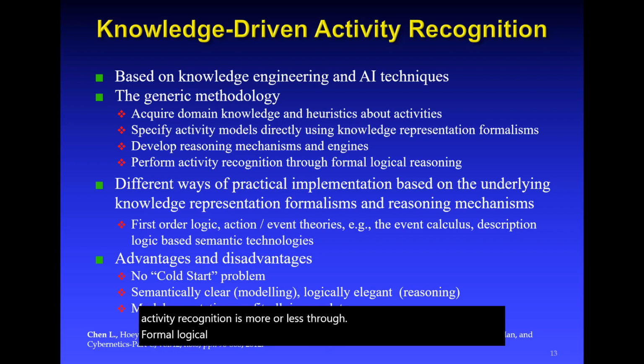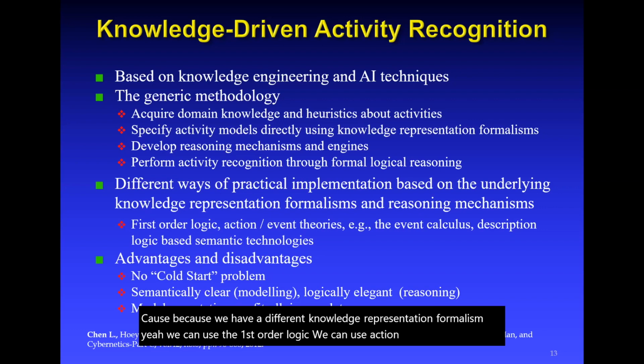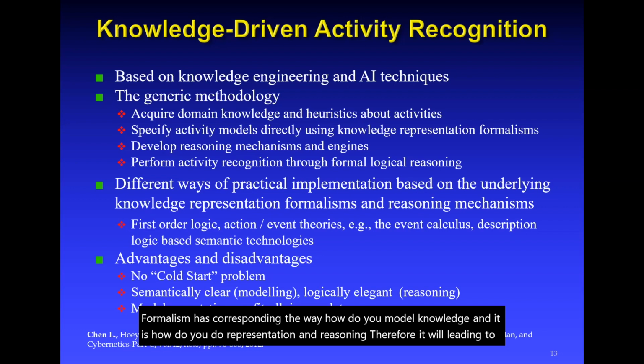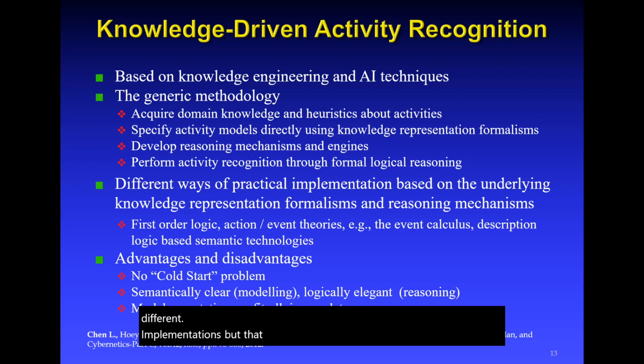Of course, we have different knowledge representation formalisms. We can use first order logic. We can use action event theories. We can use description logic. Each different knowledge representation formalism has a corresponding way of modeling knowledge entities, representation and reasoning. Therefore, it will lead to different implementations. But that is implementation detail. The high-level principle and methodology, I would say, is more or less the same.